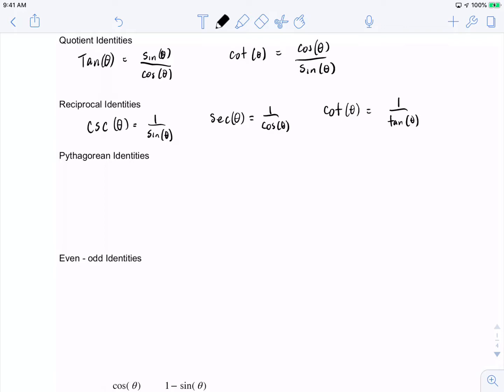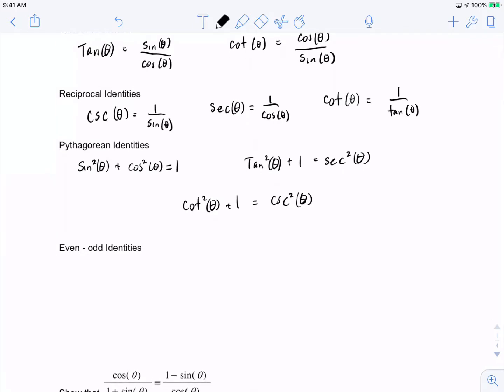There's also some Pythagorean identities that are useful. Sine squared theta plus cosine squared theta is equal to 1. Tangent squared theta plus 1 is equal to secant squared theta. And cotangent squared theta plus 1 is equal to cosecant squared theta. Those are the three Pythagorean identities.